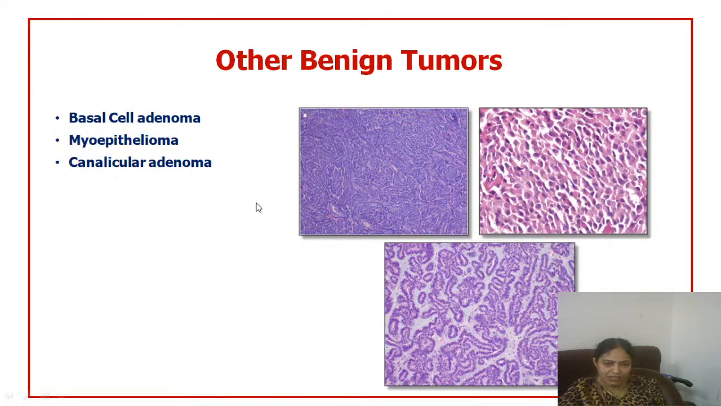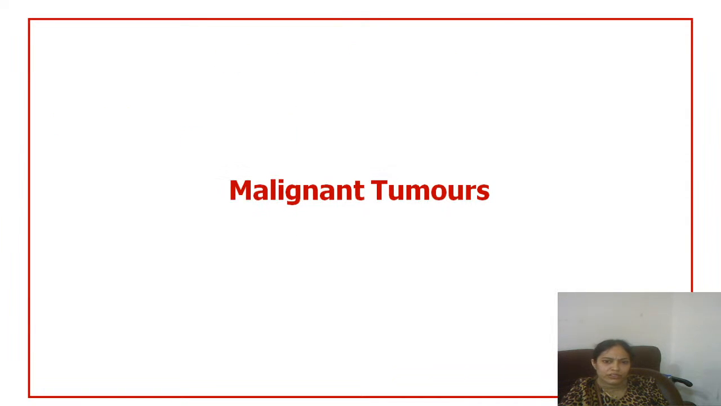Other benign tumors that arise in salivary gland are basal cell adenomas, myoepitheliomas, canalicular adenomas, to name some of them. And there is a much longer list, but the only important ones that you need to know are pleomorphic adenoma and Warthin tumor. So we'll go on to the malignant tumors.